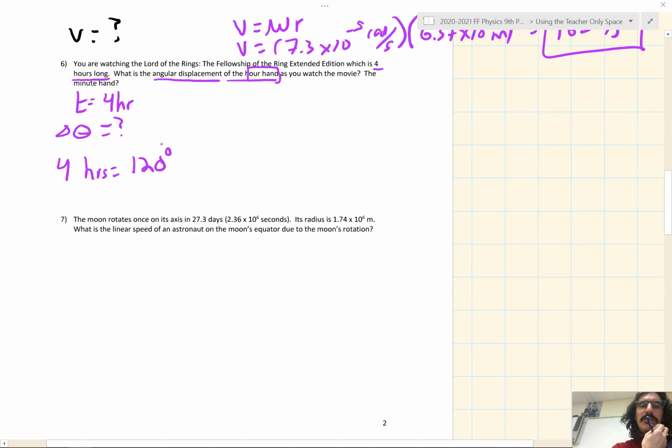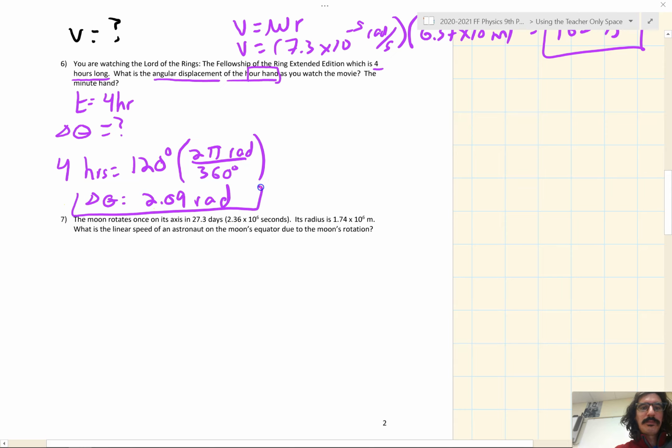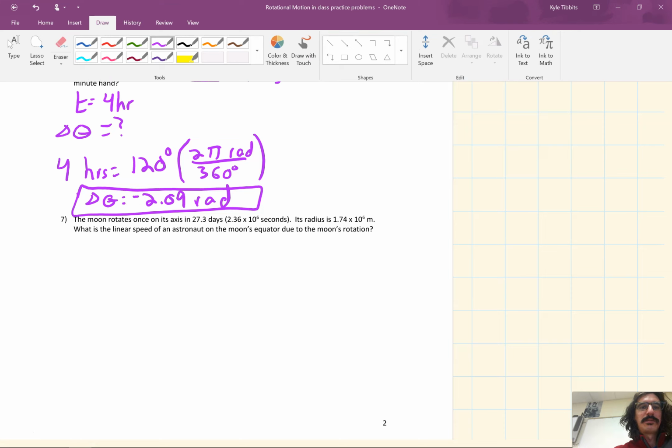And all we want to do is convert that to radians. So we're just going to do 2 pi radians over 360 degrees. And that gives us a change of theta equal to 2.09 radians. Because the hour hand is going clockwise, it should technically be equal to negative 2.09 radians.